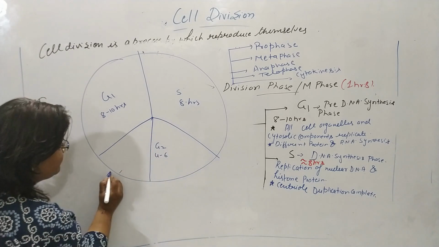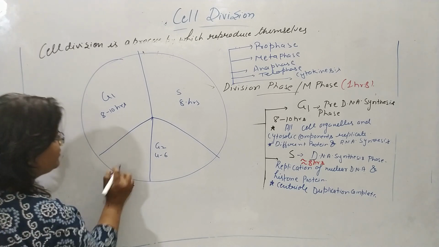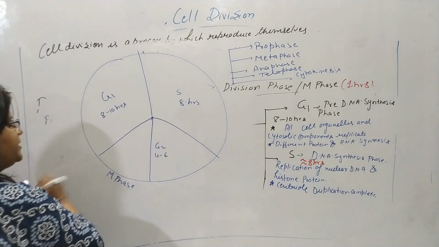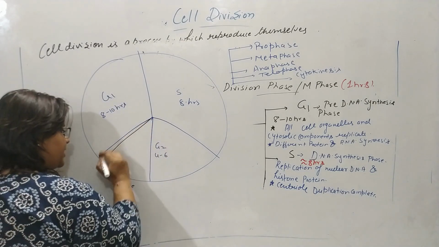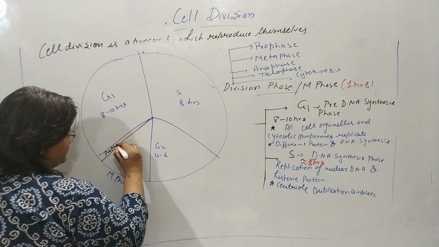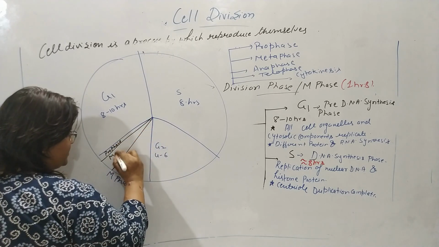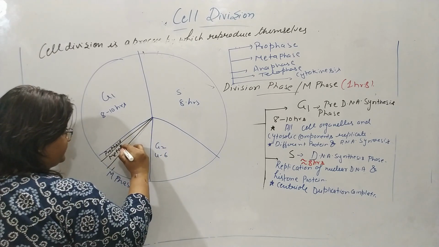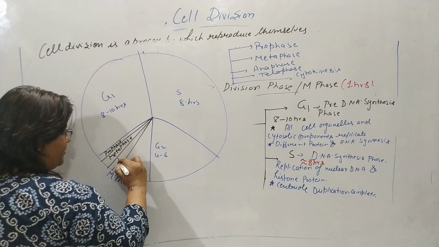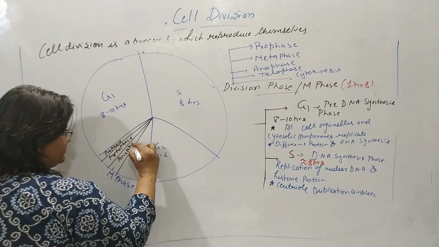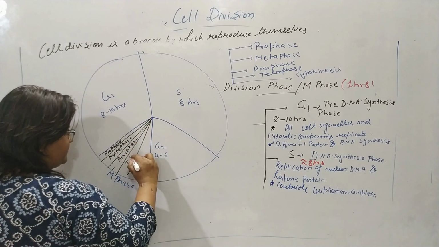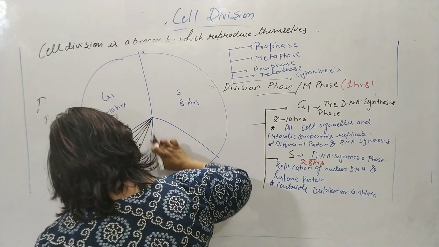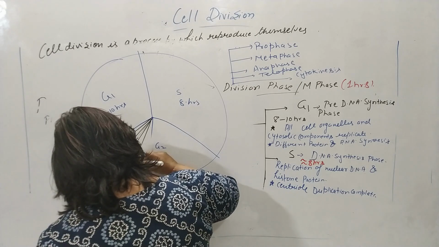And here this is the M phase, the division phase, and in the division phase: prophase, metaphase, anaphase, telophase, and cytokinesis.